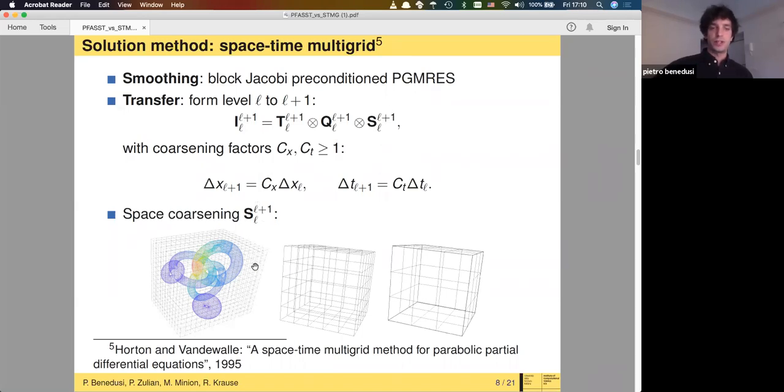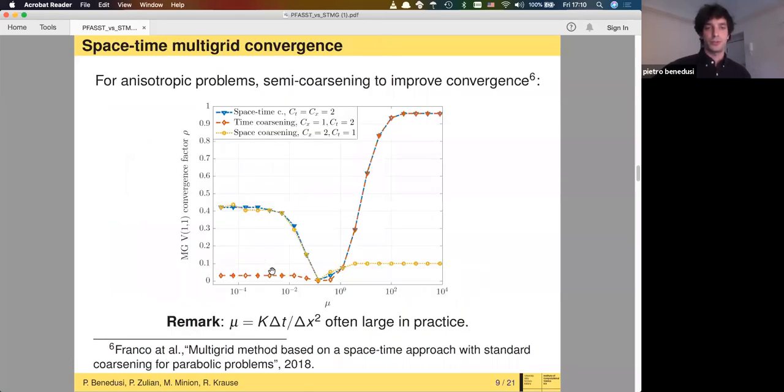And for space coarsening, we adopt this strategy that is quite flexible. It's a semi-geometric strategy: if you have a mesh, you have this colored mesh here, and you can compute the bounding box, and from this bounding box you can construct the coarse spaces automatically. Then you can use, for example, L2 projections to construct the transfer operators between the nested, or not nested, meshes. And this is well known from the space-time literature.